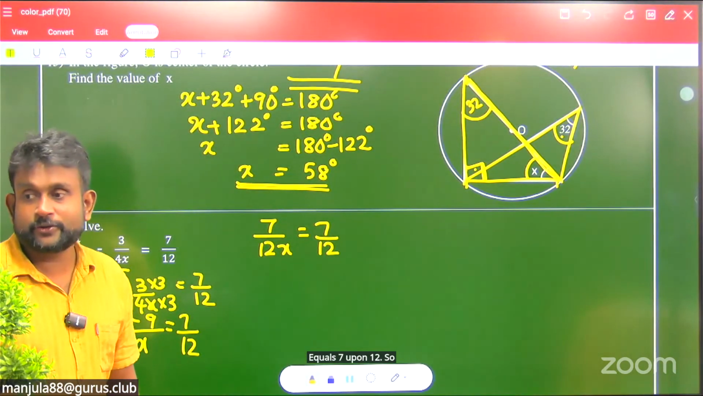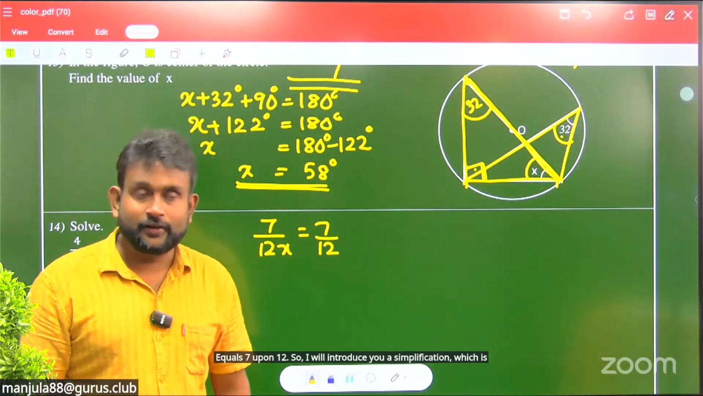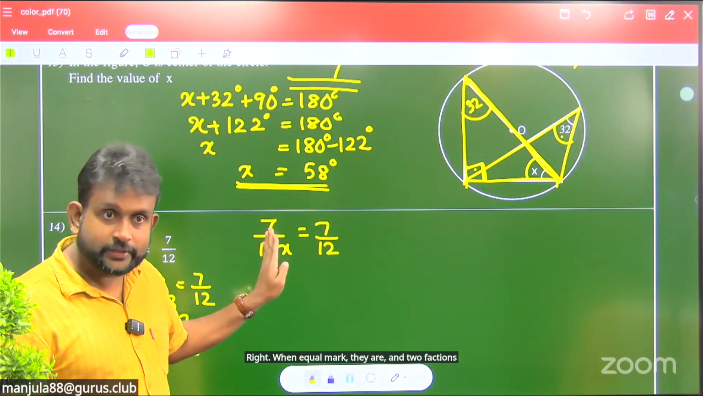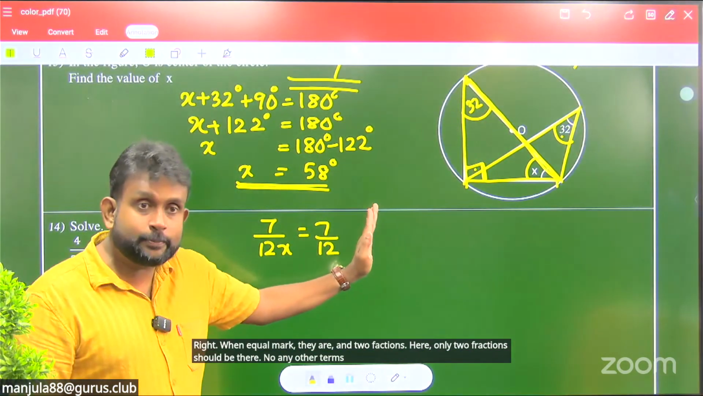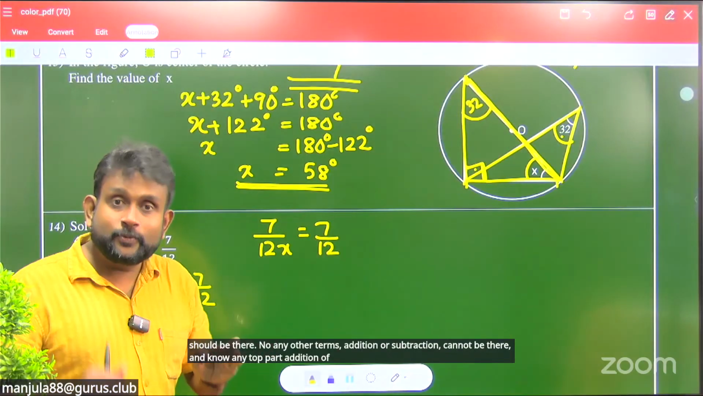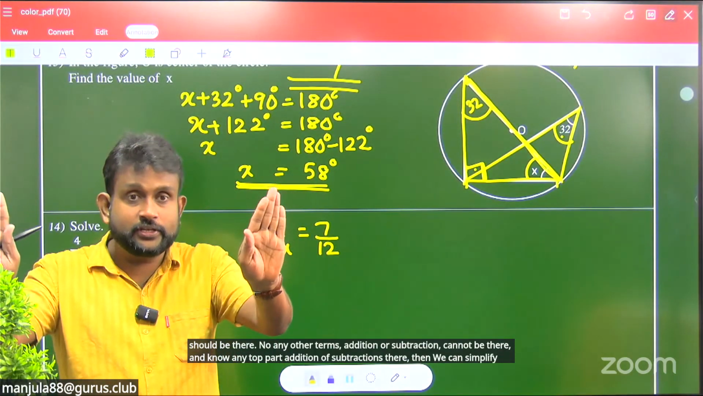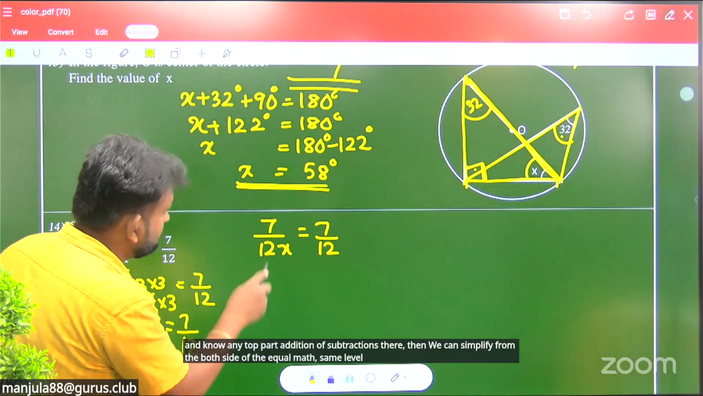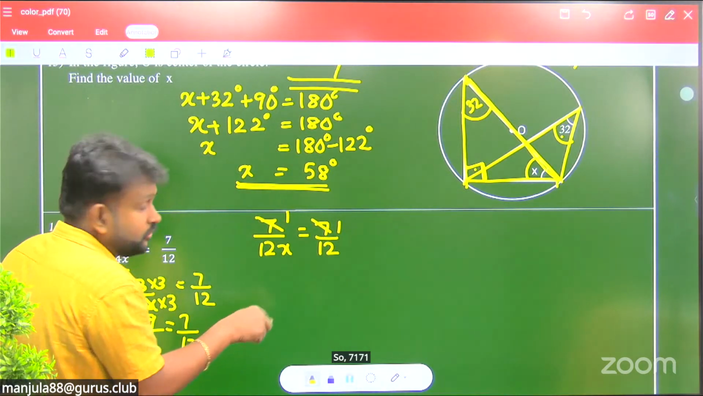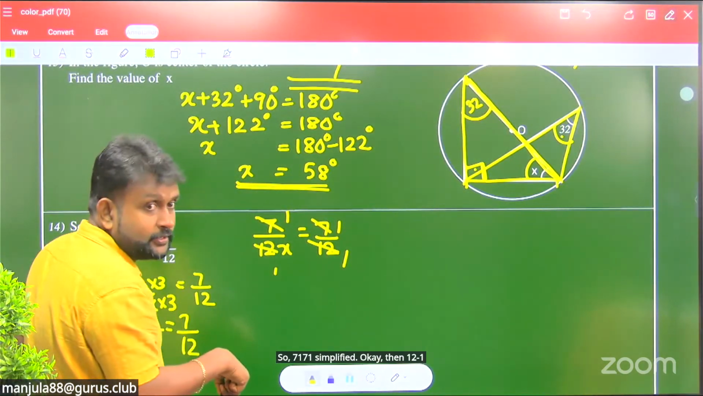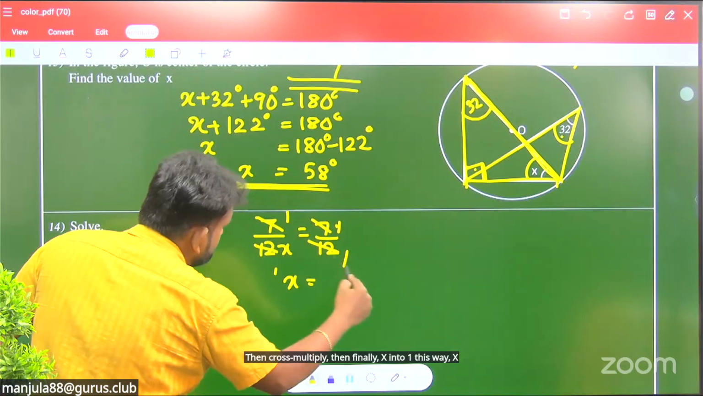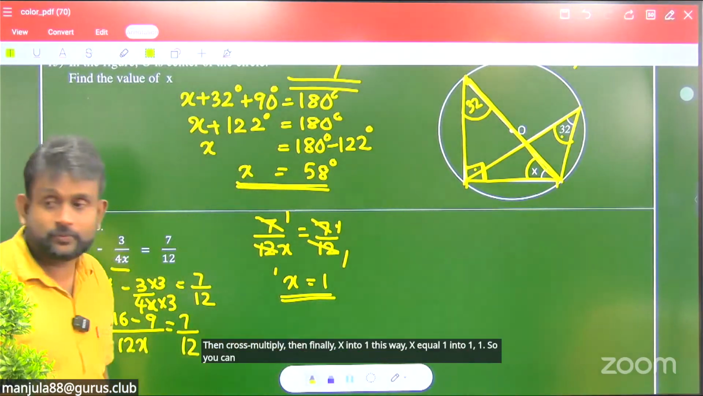So I will introduce you to a simplification which is used in A-level maths. When there is an equal mark and only two fractions, with no other terms, no addition or subtraction, and no addition or subtraction in the top part, then we can simplify the same values on both sides of the equal mark. So 7 and 7 simplified, then 12 and 12 simplified. Then cross multiply: x into 1 equals 1 into 1. So you can directly take x equal to 1.